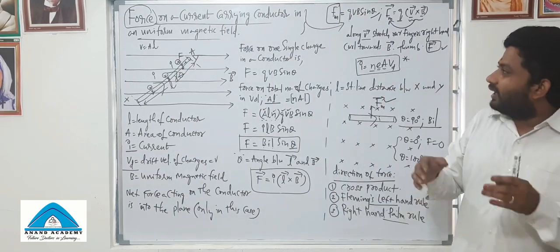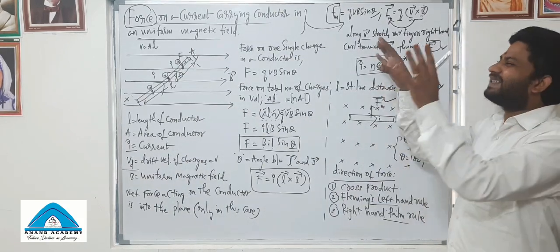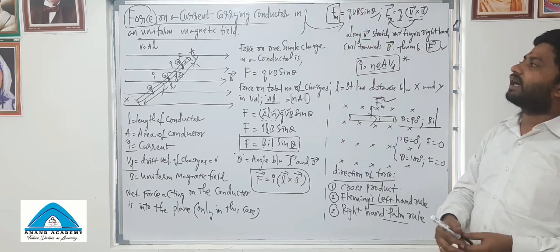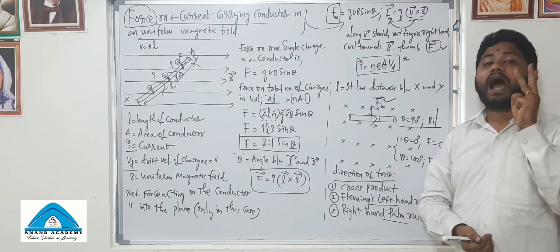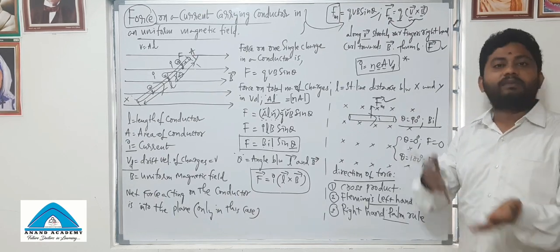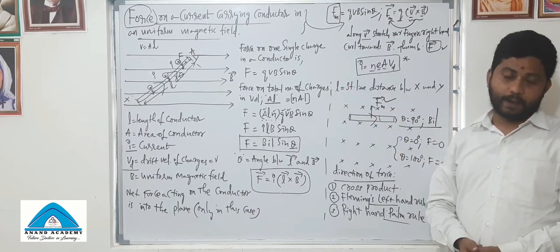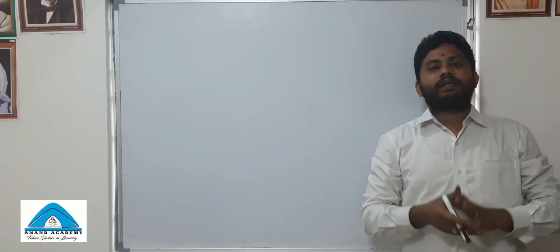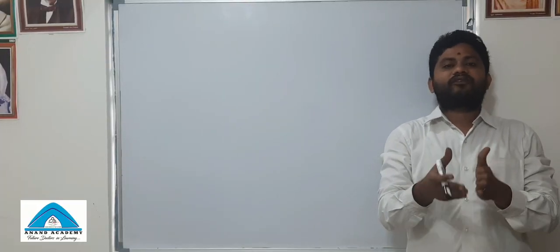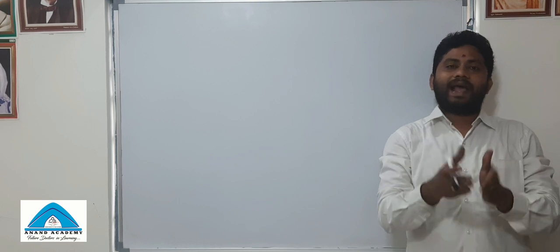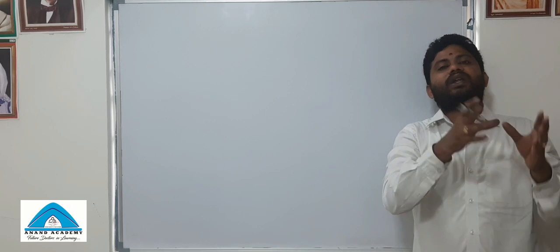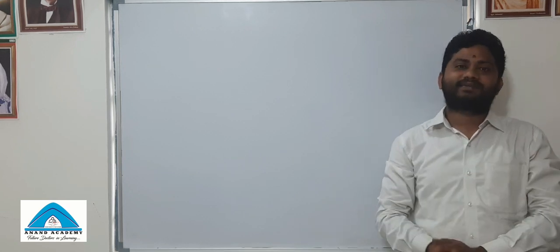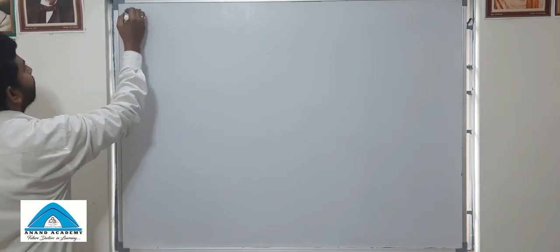Okay, now let us solve some important cases related to this force on a current carrying conductor in a uniform magnetic field. There are 3 applications available. We will be solving those 3 applications now. Let's see the applications of F is equal to I into L bar cross B bar, which is the magnetic force acting on a current carrying conductor placed in a magnetic field. So let's start the first application here.